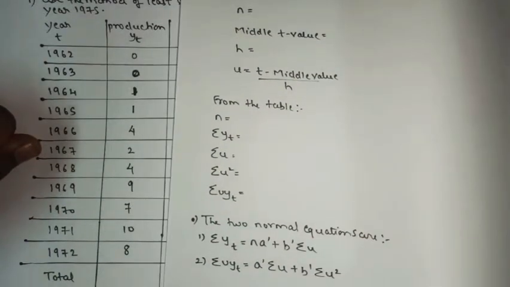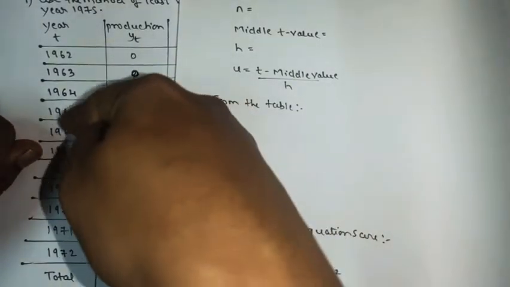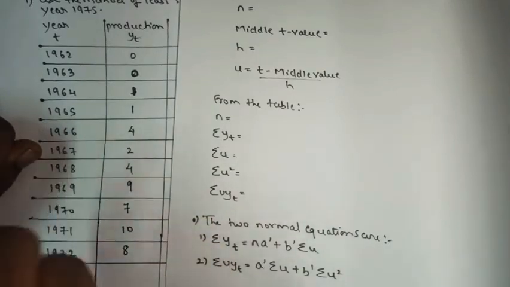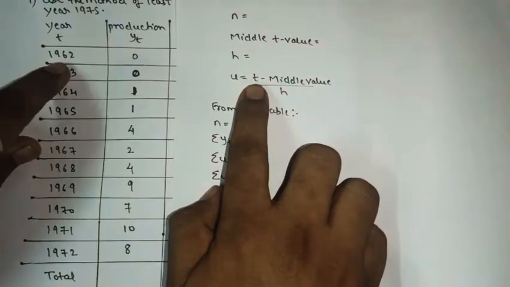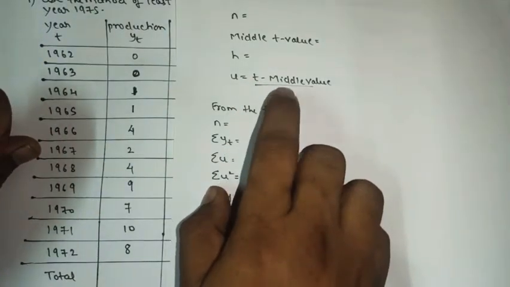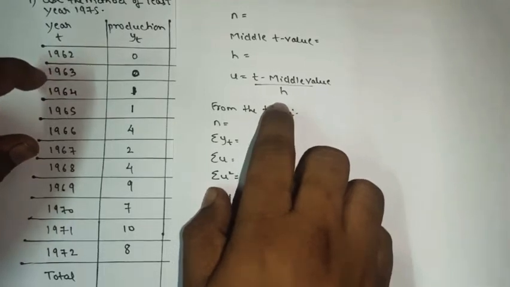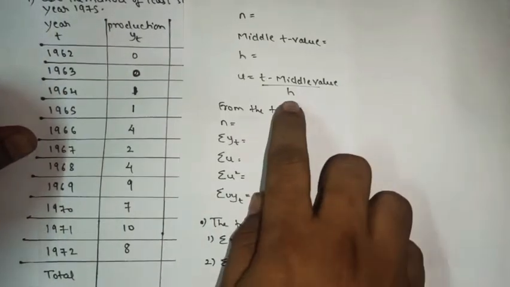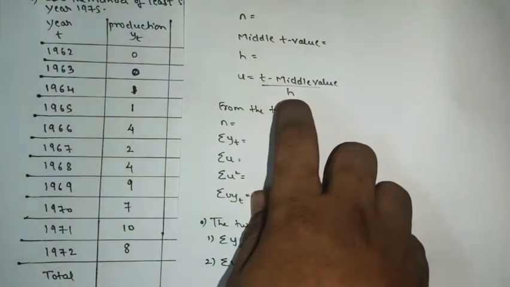That means middle value. Why is it the middle? Above it there are 5 numbers, below it there are 5 numbers, therefore 1967 is the middle number. So here we have the value of t, then the middle number, and h. What do you mean by h? H means the difference between two consecutive years. Basically in statistics language, h is what we call the width of the class.